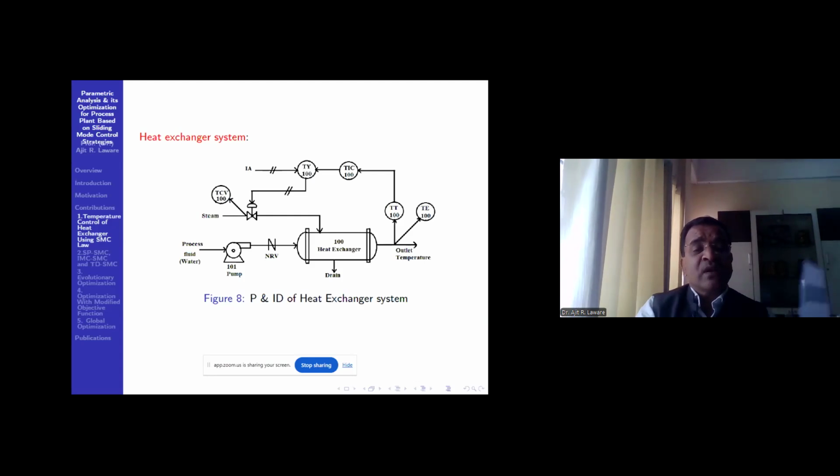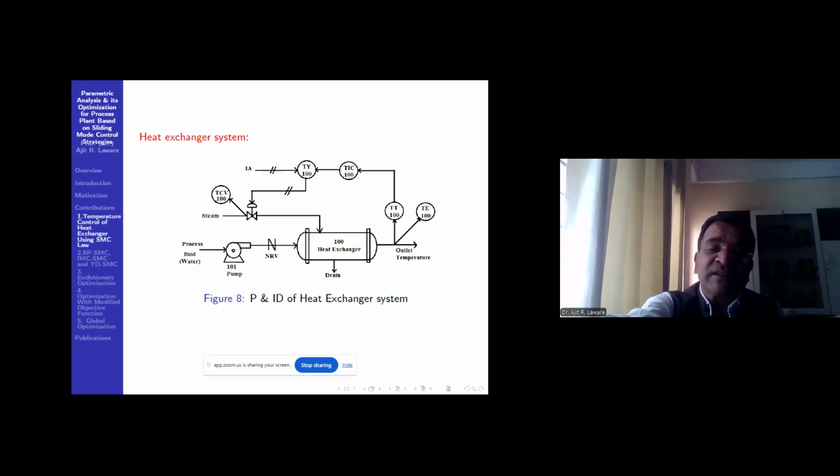So here, this steam imparts heat energy to the working fluid, and based on the variation of the output water temperature, the signal is sent to the controller. In turn, it gives the signal to this pneumatic control valve, and that pneumatic control valve regulates the flow of steam. Hence, there is a regulation of temperature over there.